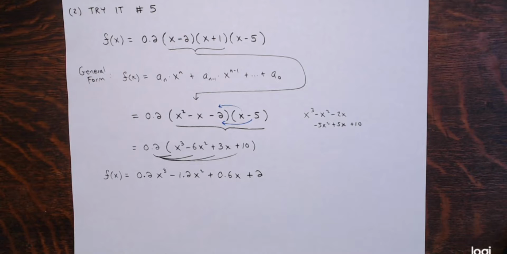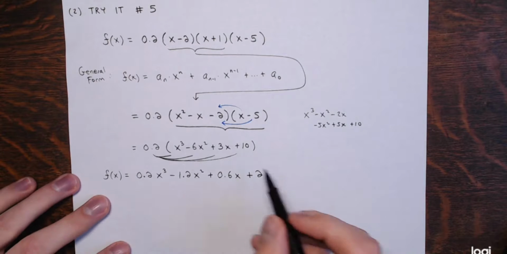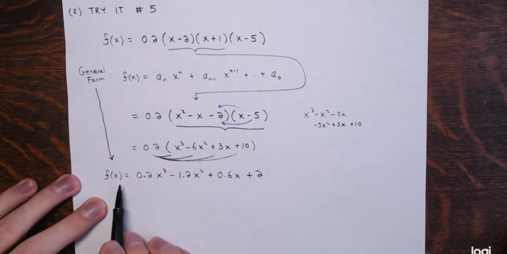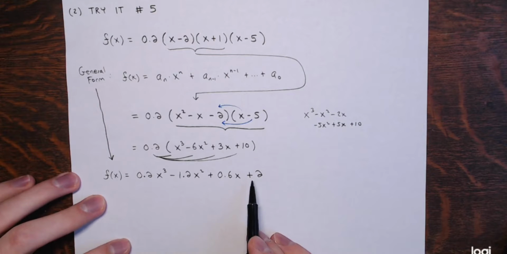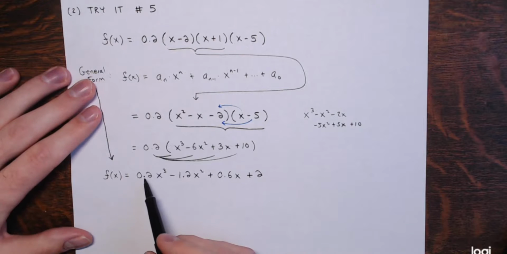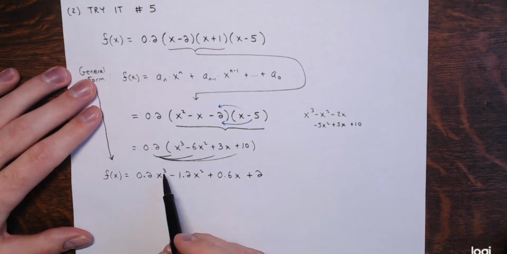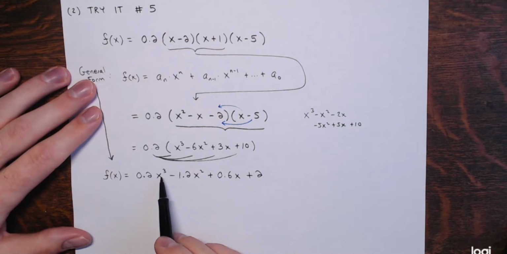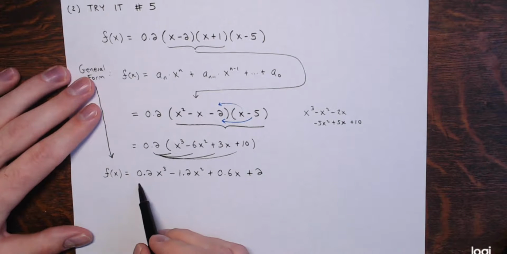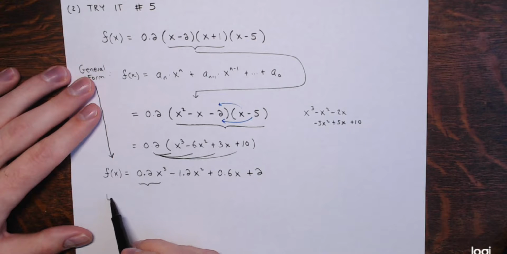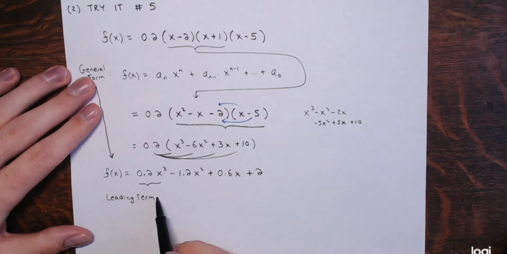Right, that was the first part. They want this in general form down here, right? The polynomial is written as a sum of power functions with whole number powers. Every single term is, again, a number times a variable to a power, whole number power. And it's in descending order by power, right? Highest power to lowest power. So we have the leading term, right? The leading term is this 0.2 times x cubed.